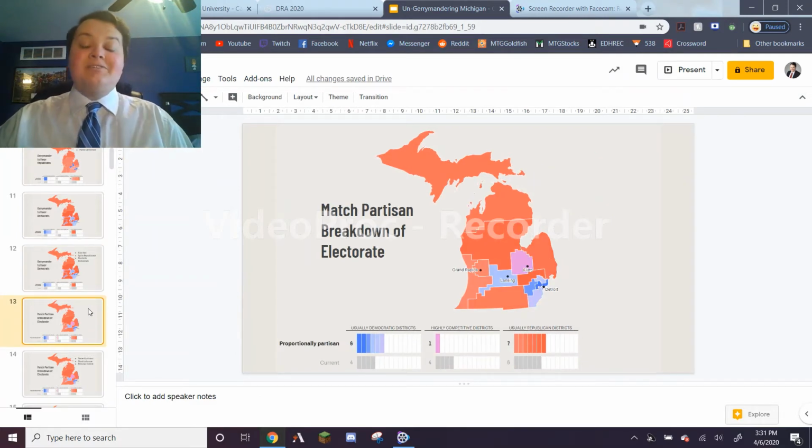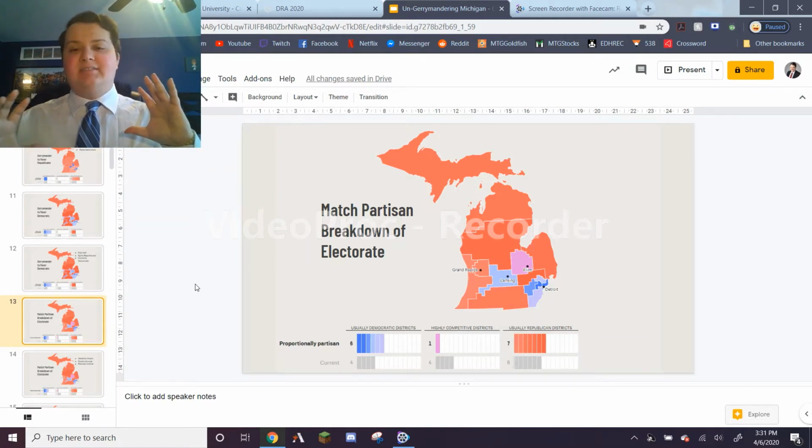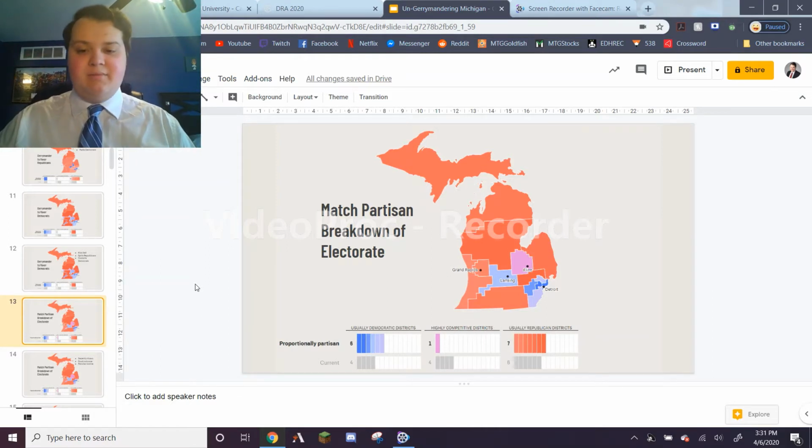So now for some methods of redistricting that are actually attempts to be fairer. One of which is matching the partisan breakdown of the electorate to the proportion of representatives for each party. So this is more of a top-down approach by saying that Michigan is a competitive state, roughly 50-50 between Democrats and Republicans, at least as of late. How could we draw a map that has the same number, roughly, of Democrats and Republicans? The outcome of it is fairly good. It produces 6 Democrats and 7 Republicans with 1 highly competitive seat here in the Flint area.